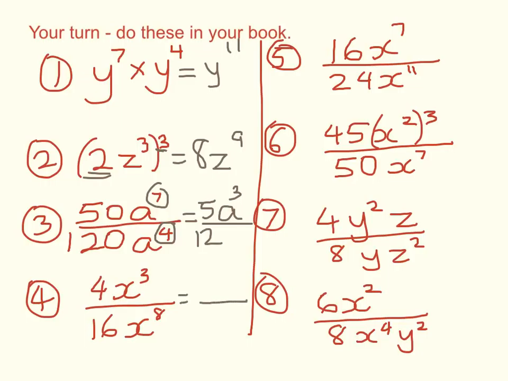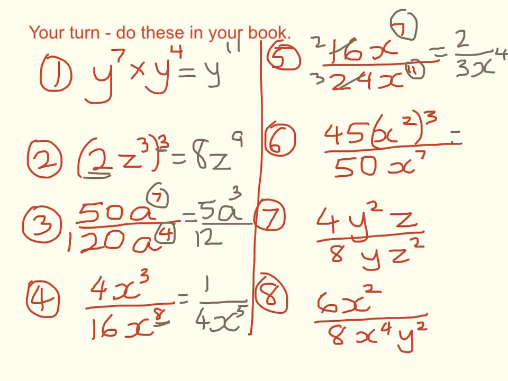Number 4, work out the numbers first. 4 over 16 is 1 over 4. X cubed divided by x to the power of 8 is 1 over x to the power of 5. Number 5, 16 over 24. Well, numbers first. I have a common factor of 8. So 16 over 24 is 2/3. I have 7 up here and 11 down here, so I'm left with x to the power of 4 down here.